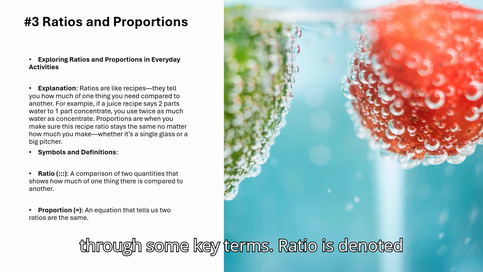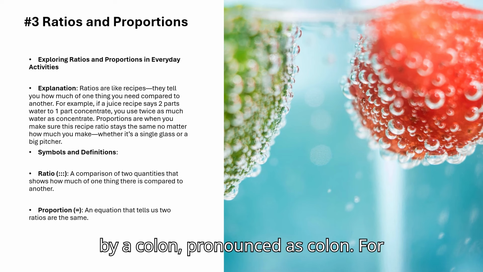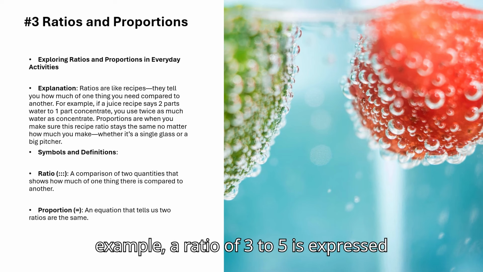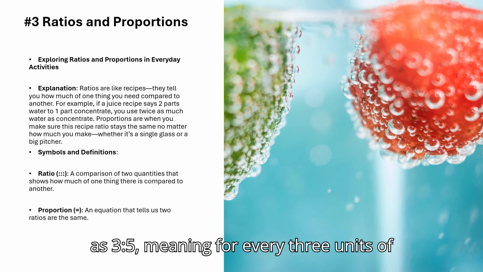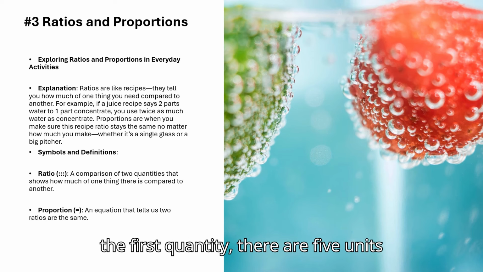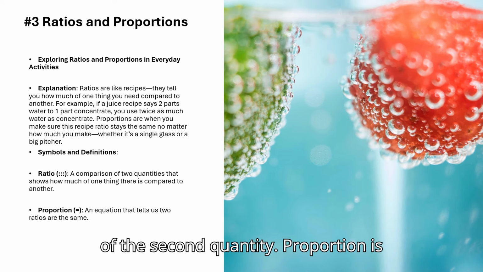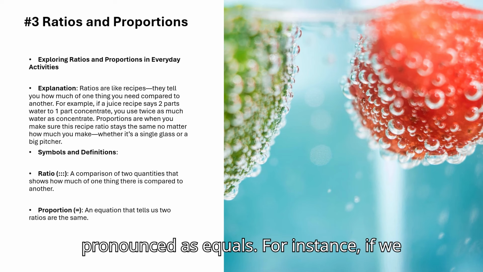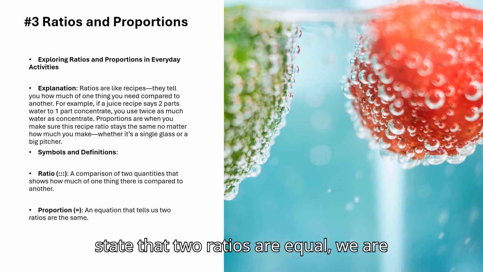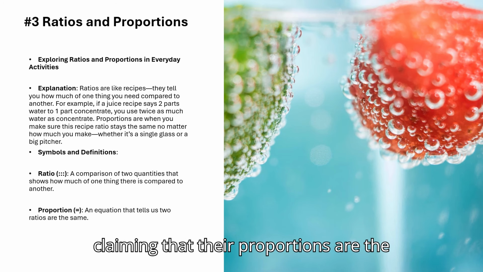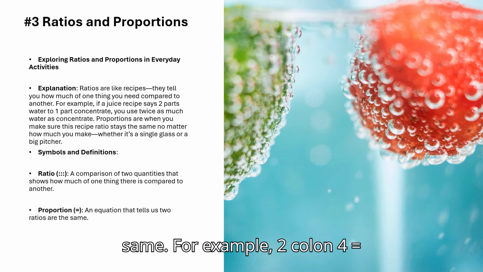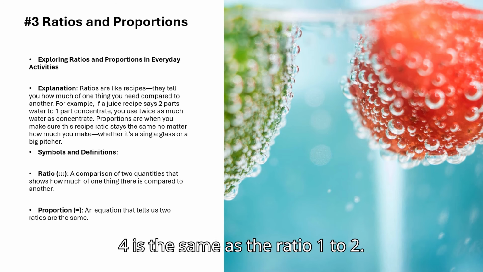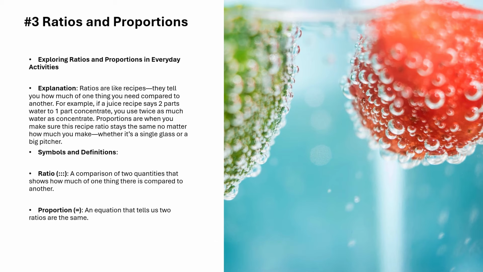Let's go through some key terms. Ratio is denoted by a colon, pronounced as colon. For example, a ratio of 3 to 5 is expressed as 3:5, meaning for every 3 units of the first quantity, there are 5 units of the second quantity. Proportion is indicated by the equality symbol, pronounced as equals. For instance, if we state that 2 ratios are equal, we are claiming that their proportions are the same. For example, 2:4 equals 1:2 means that the ratio 2 to 4 is the same as the ratio 1 to 2.